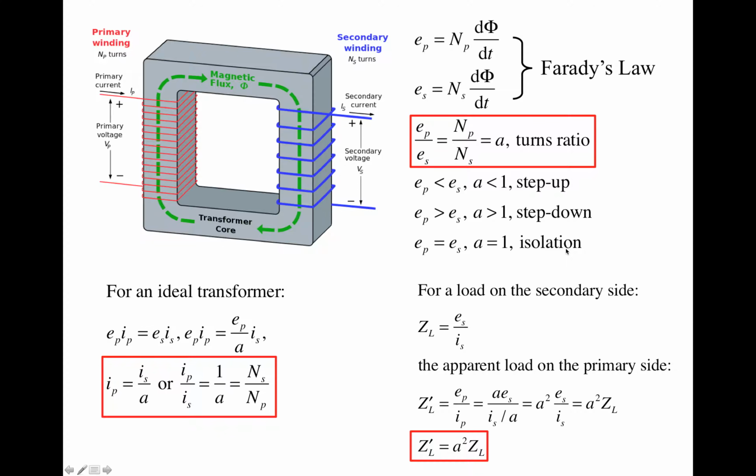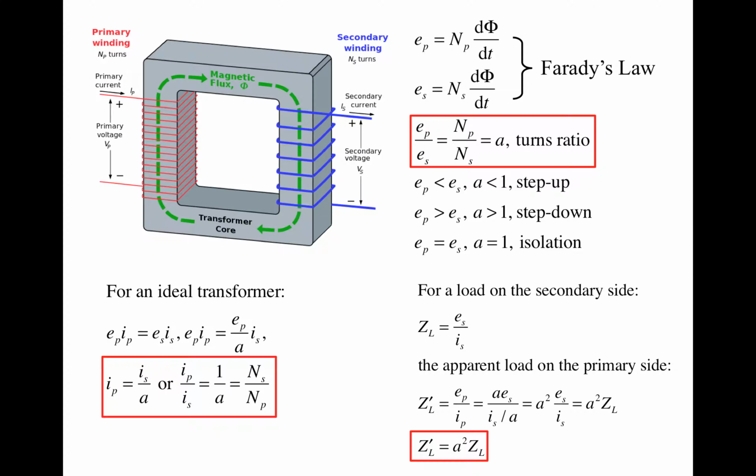So that's the first relation, right? The voltage ratio equals the turns ratio. That's the first relation that we're going to have to use for an ideal transformer.